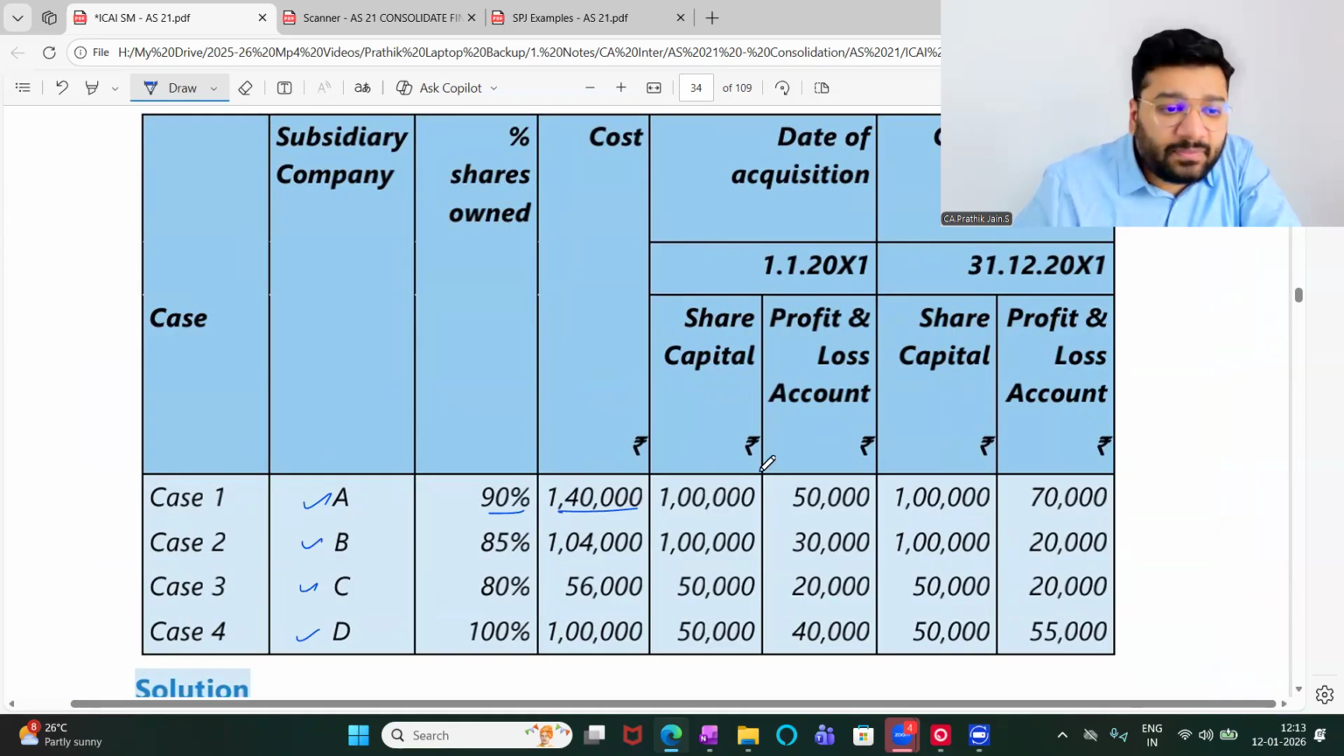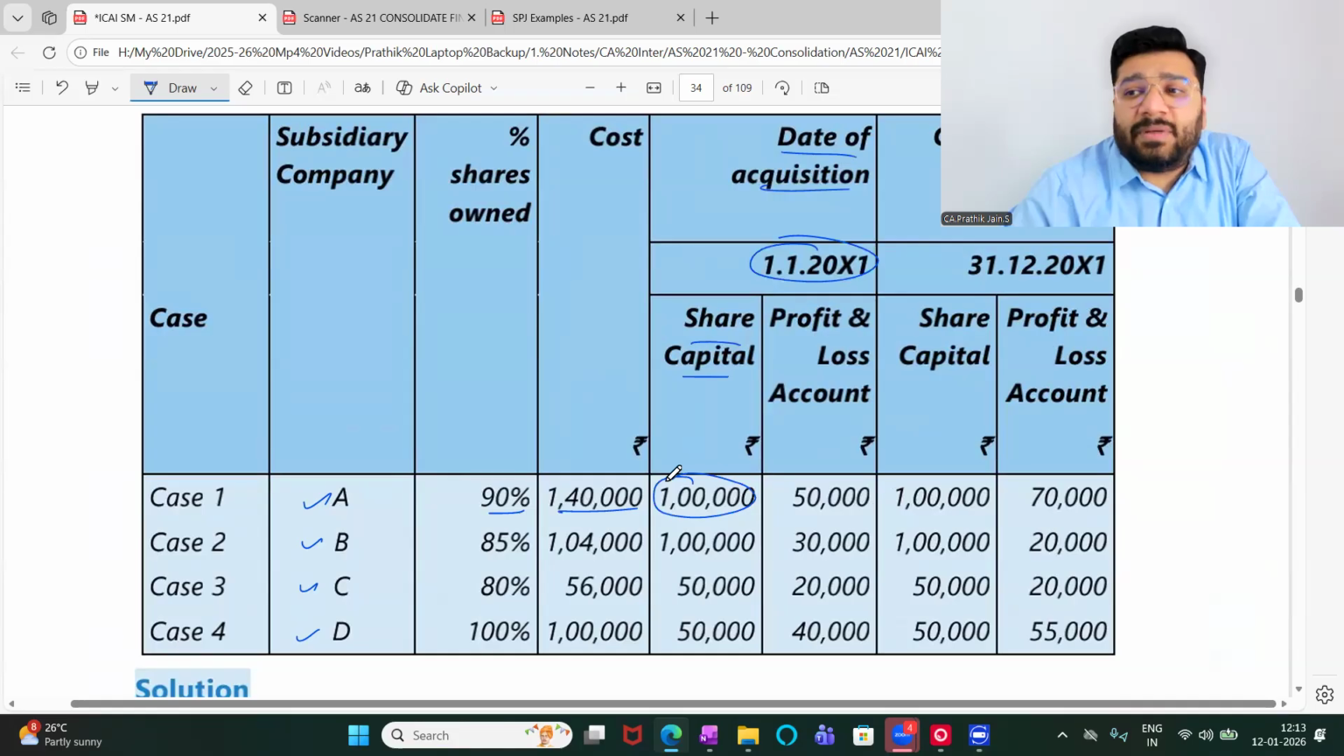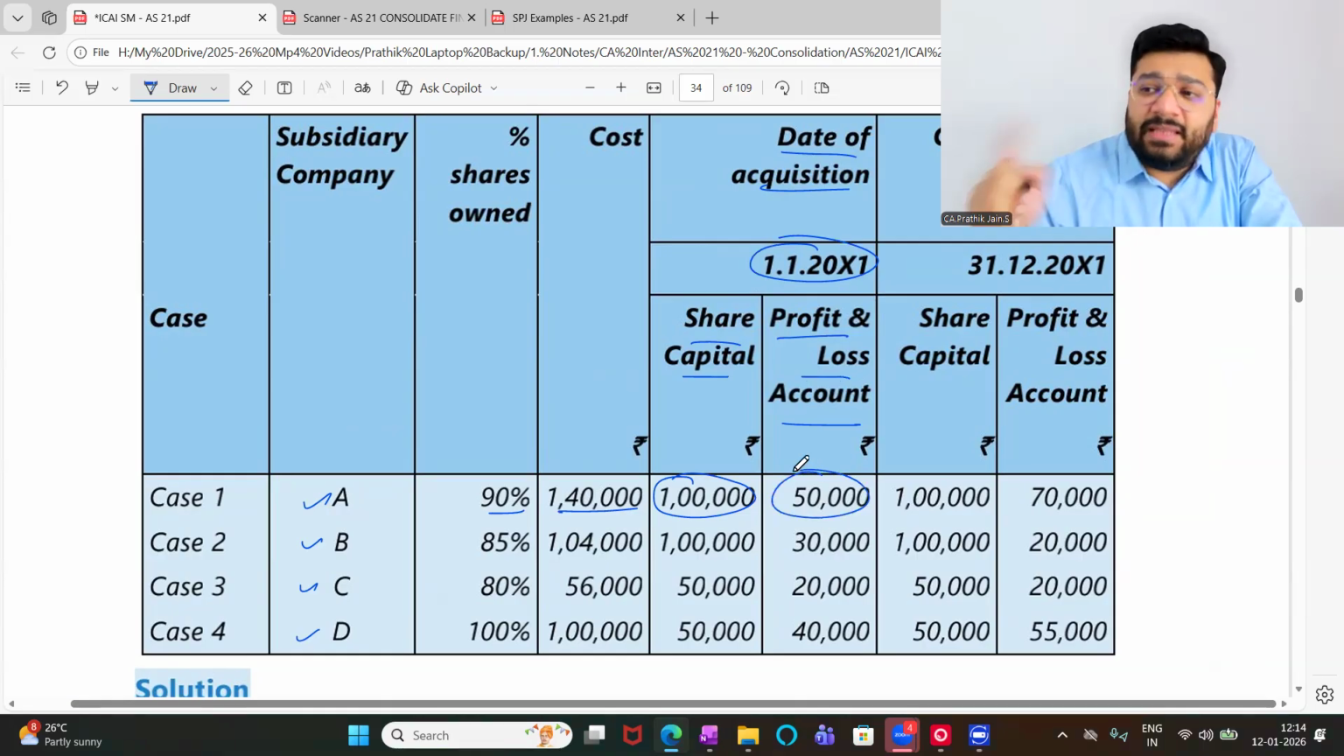That is cost. On the date of acquisition, 1/1/2001, two pieces of information are given. One, share capital, which is the share capital of the entire subsidiary. In that, our share capital is 90% of 1 lakh, which is 90,000. On the date of acquisition, reserve and surplus is 50,000. 90% of it belongs to us, the remaining 10% belongs to minority.